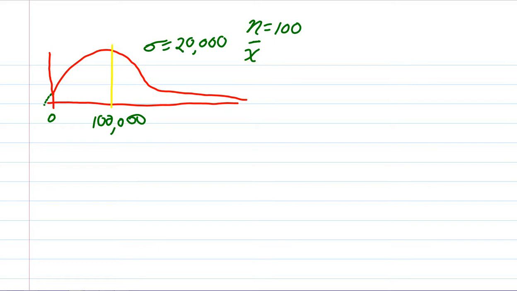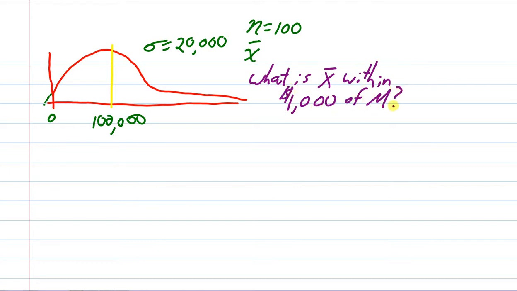And our boss asks us a question. He says, hey, guy, I want you to calculate what is the probability that the sample mean of incomes, and let me just write this the short way. What's the probability the sample mean of incomes, x bar, is within, say, I don't know, $1,000 of the truth, the population mean. How do we calculate that probability?